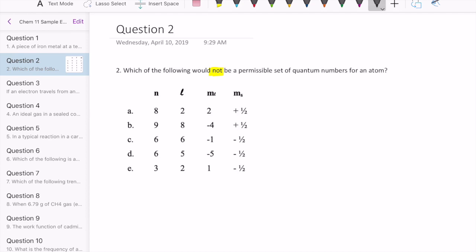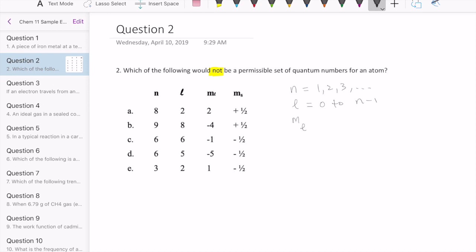And of course, in order to be able to find the one that's wrong, you have to know the rules of quantum numbers. Remember that we have 4 different quantum numbers as shown here. N, the principal quantum number, could be 1, 2, 3, 4, etc., positive whole numbers. L, the angular momentum quantum number, starts from 0 and goes all the way to n minus 1. So if your n is 2, your L could be 0 and 1, for example.